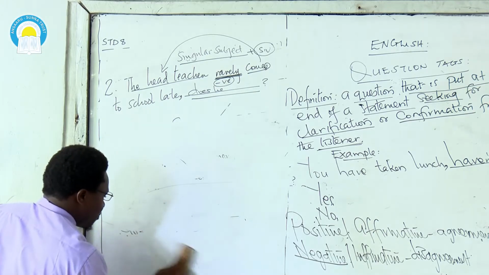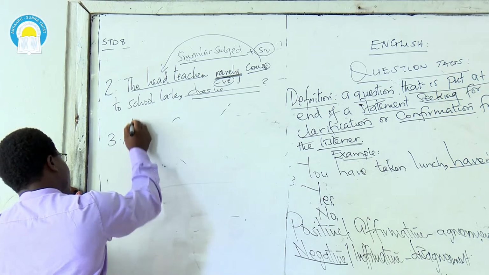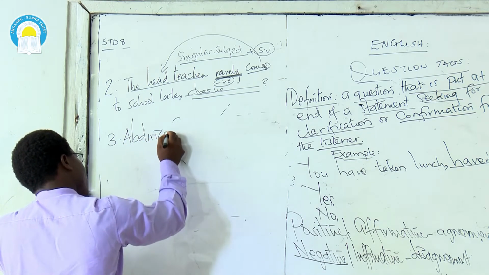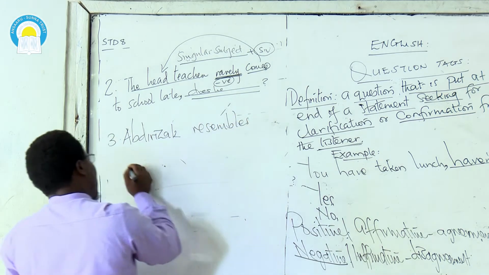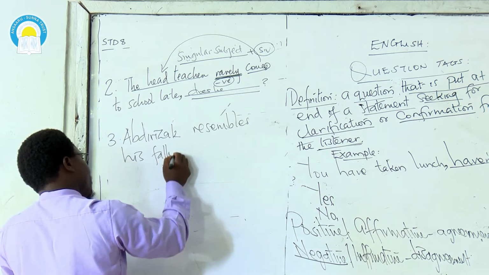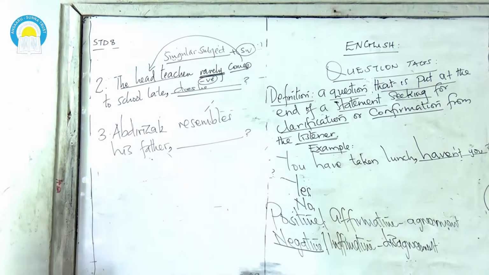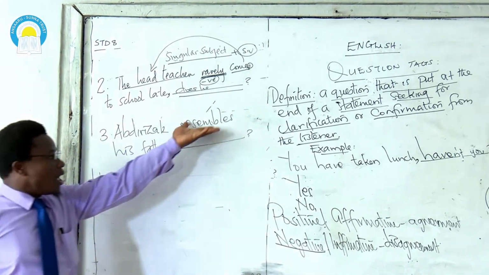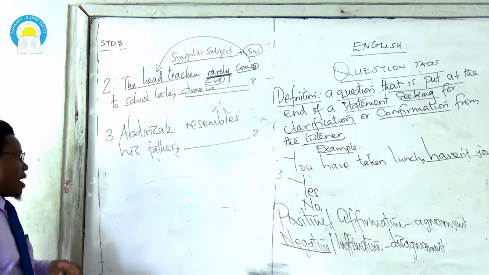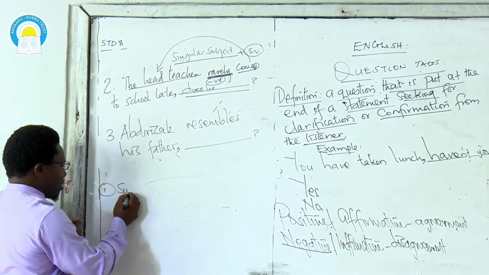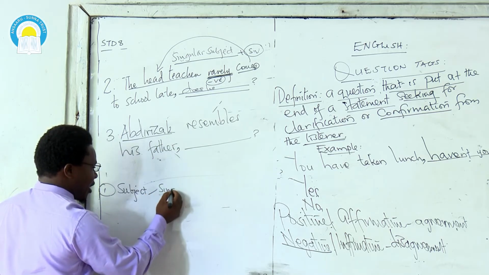We can have that Abrizak resembles his father. Abrizak resembles his father. Still, there is no helping verb here. 4 basic steps, very vital. 1, identify the subject. Our subject is Abrizak, and Abrizak is singular.